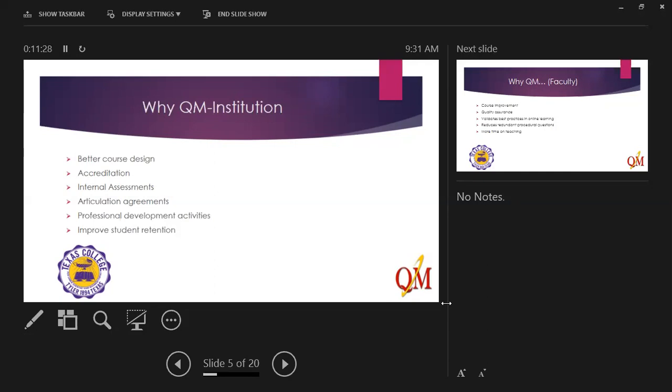Professional development activities. A couple of years back, we didn't have something like this going on. Now that this institution has become a Quality Matters institution, sessions like this can be used as professional development activities, because we are more or less learning something new or adding something to our portfolio. Improve student retention.